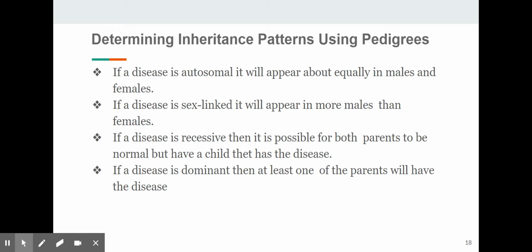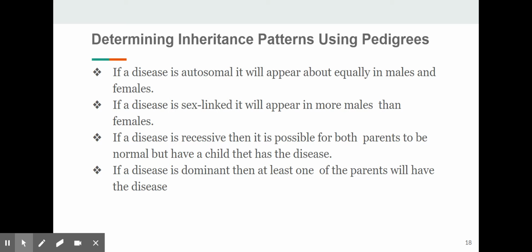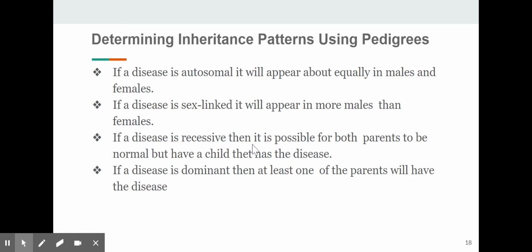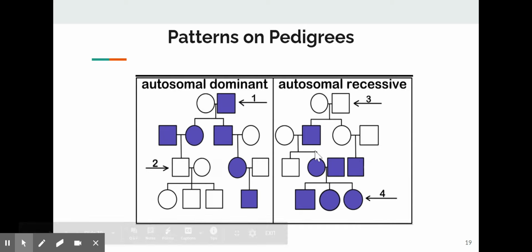If a disease is autosomal, it will appear about equally in males and females, right? Because it's on one of those 22 chromosomes that are not any different in males and females. If a disease is sex-linked, then it will appear more in males than females. If a disease is recessive, then it's possible for both parents to be normal but have a child that has the disease. If a disease is dominant, then at least one of the parents will have the disease. So let's look at what that looks like on a pedigree.